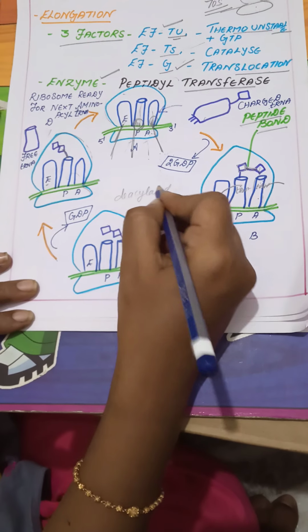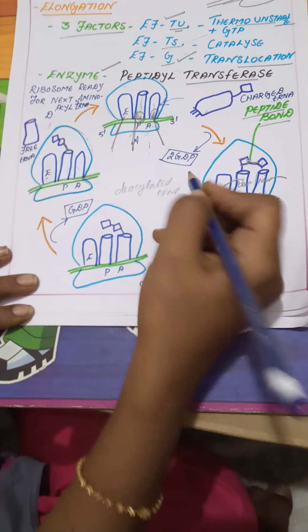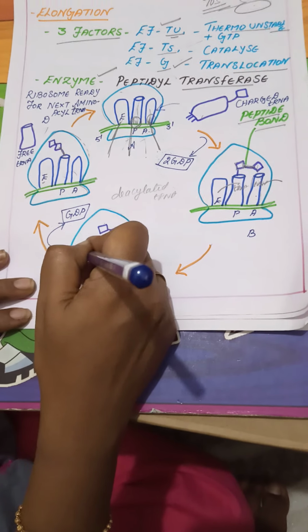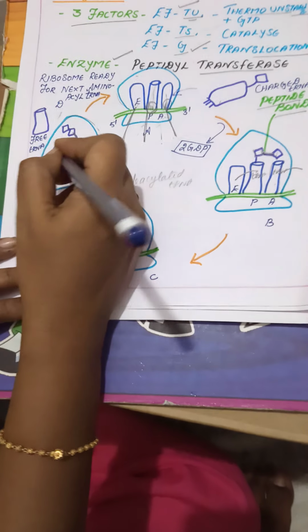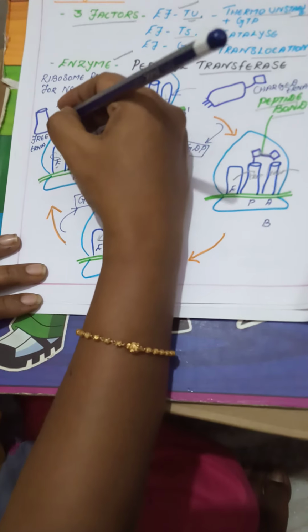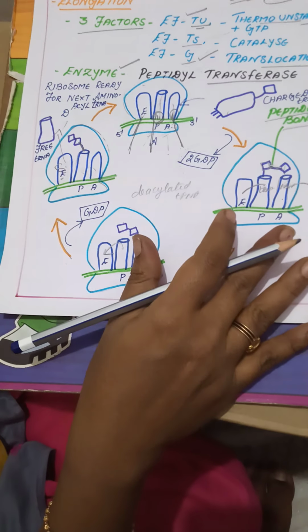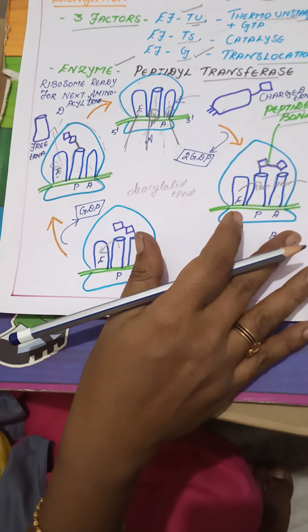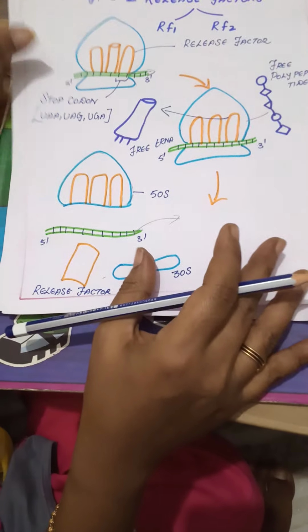The deacylated tRNA, that is the tRNA without an amino acid, starts moving from the P site to the E site, the exit site, and from there it is released from the ribosome into the cytoplasm. Okay, the next step is said to be termination.